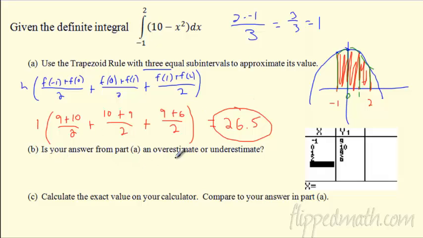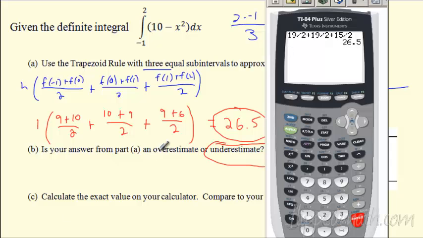Is this an over or under estimate of it? Oh, it's part B. So is it an over or under? Well, since it's concave down, this should be an underestimate. Let's find the calculator and get the exact value here. So I can go to math number 9, and I'm going to evaluate the integral from -1 to 2 of my function 10 minus x squared with respect to x. Boom. 27. So the calculator says 27.